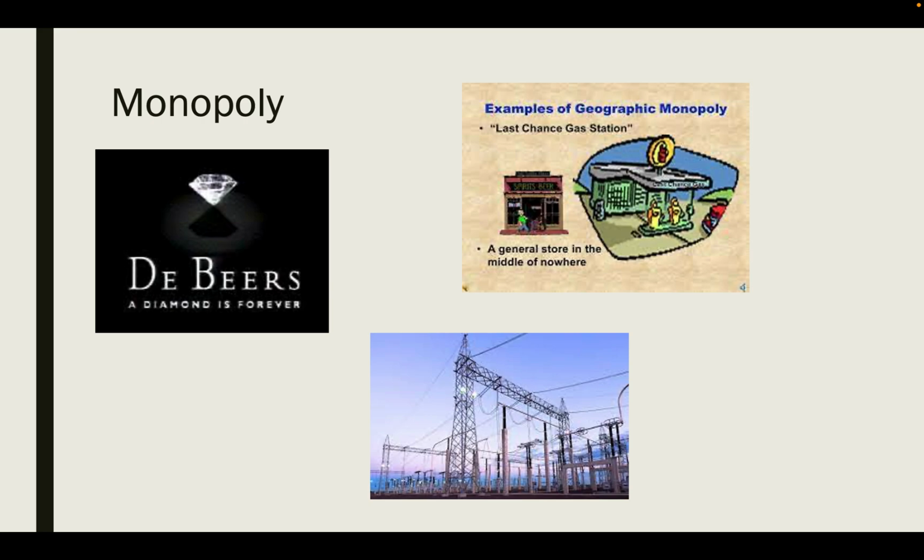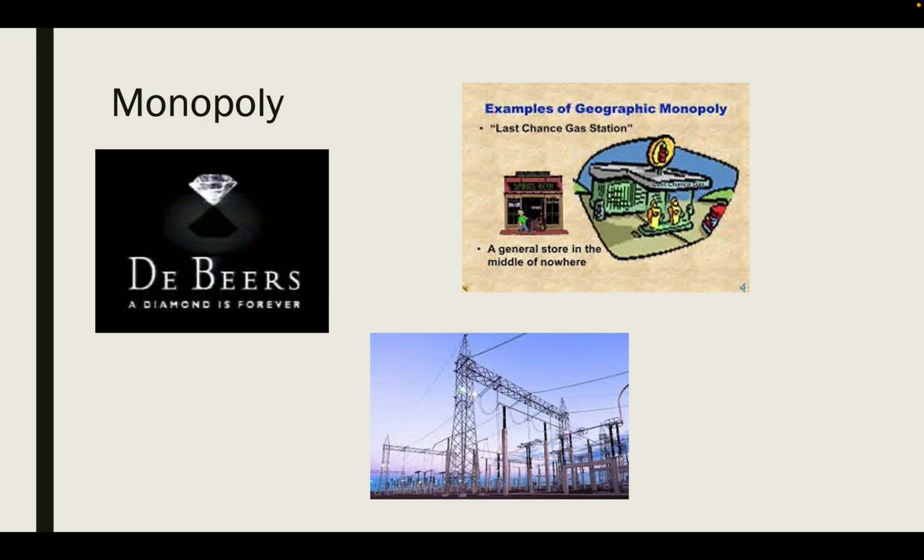Monopoly. What we have here is one producer for the whole entire market. Their products are unique. There are no substitutes. And I didn't put it with oligopoly, but with oligopoly and monopoly, there are very high barriers to entry. And when we talk about barriers to entry, we're talking about things that keep businesses who want to enter these markets from entering these markets.